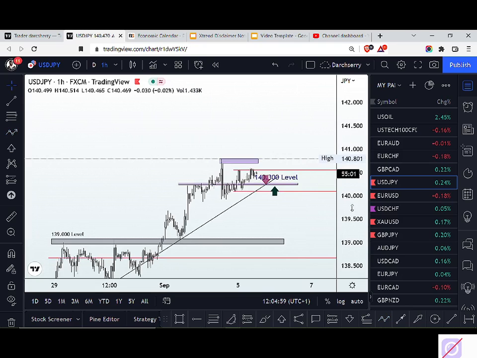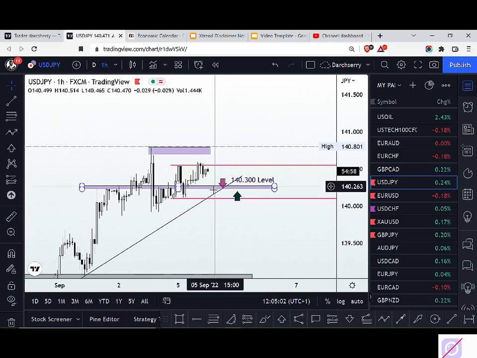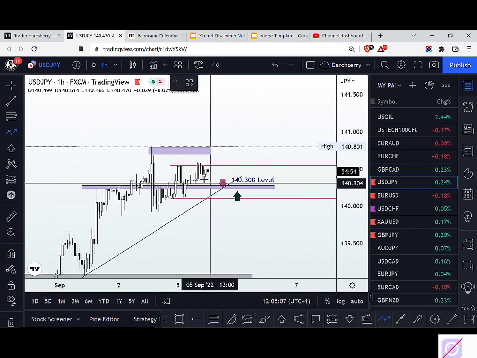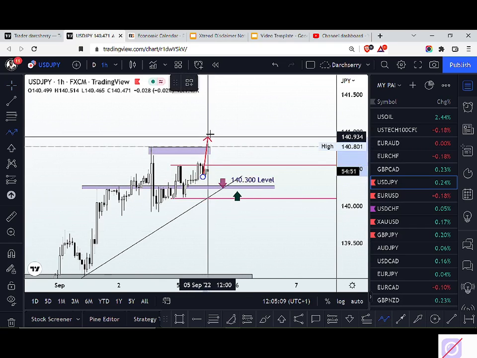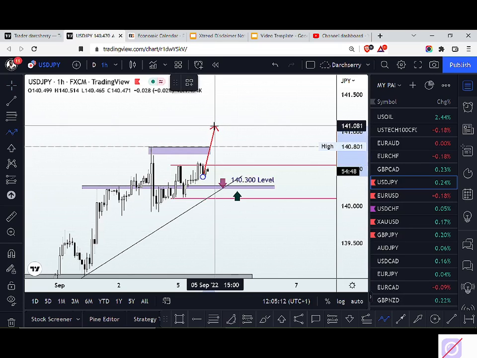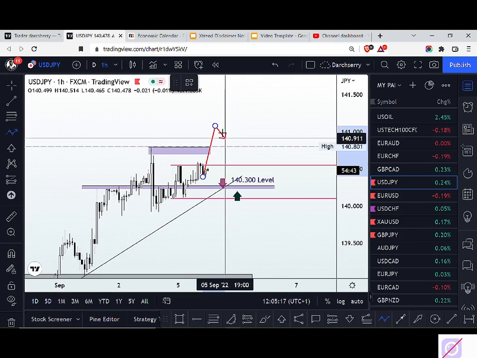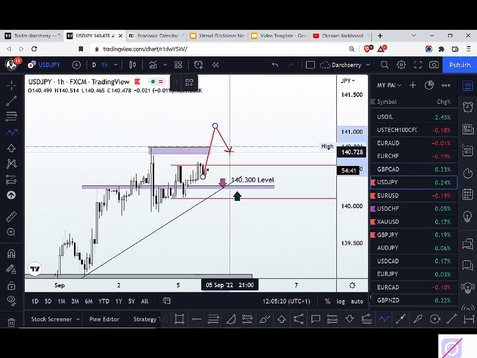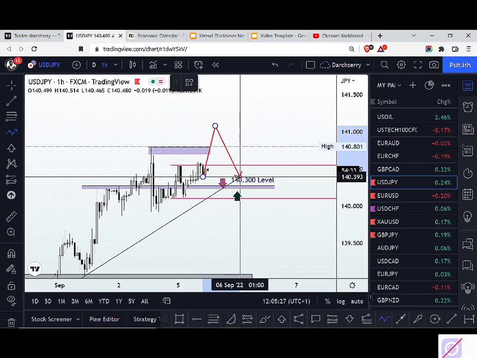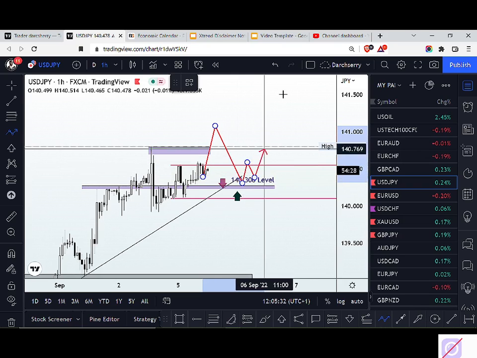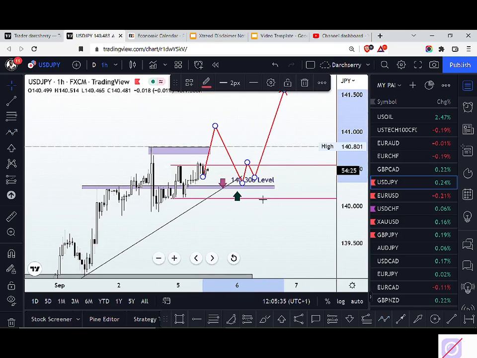Then I made a caveat on this one: if price does not come down into the 140.300 area at any point this week and we see a breakout of the 140.800 area, then we want to see this as a signal of bullish momentum. If this happens, we want to remain patient and wait for price action to give us a confirmation in the form of a retest of that structure. So if a retest happens, it could be a retest of the 140.800, or it could come as far as retesting this bullish trend line or the 140.300 area identified here to join the rally to the upside.